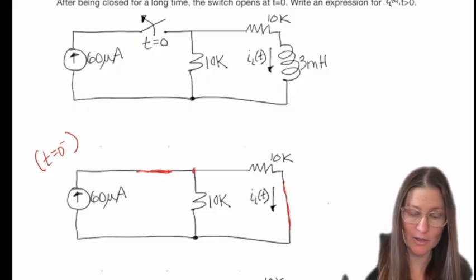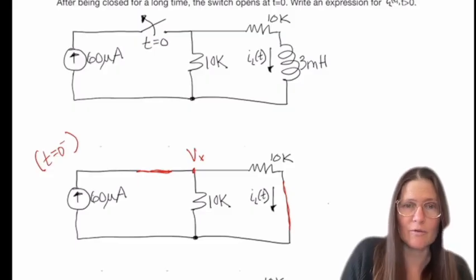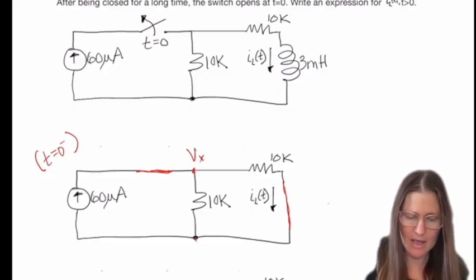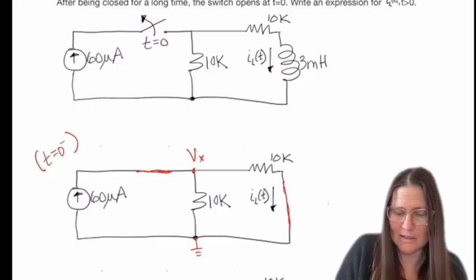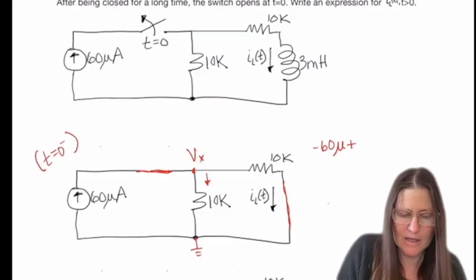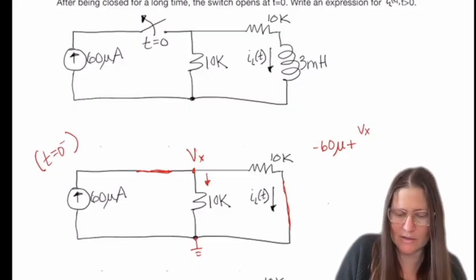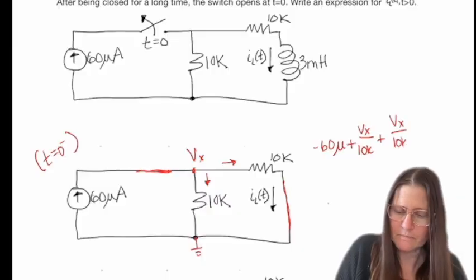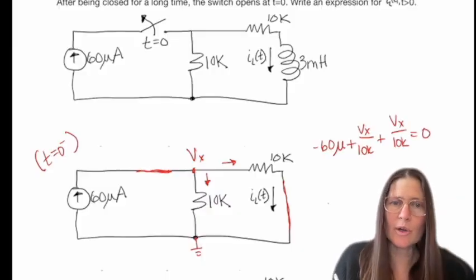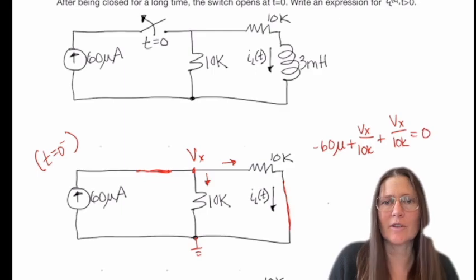I again like node voltage, so I'm going to label this node Vx, and this is my ground. And then I see minus 60 microamps is coming in, so I can just say minus 60 micro. And then this one is going to be Vx over 10K. And then this branch is going to be Vx over 10K. I also note that IL will be Vx over 10K.